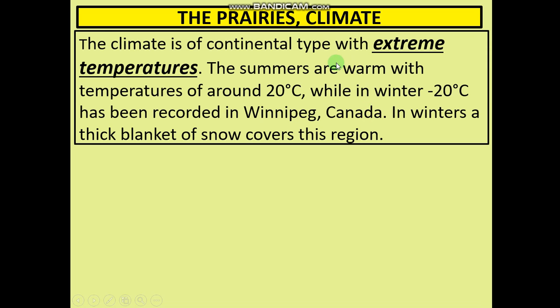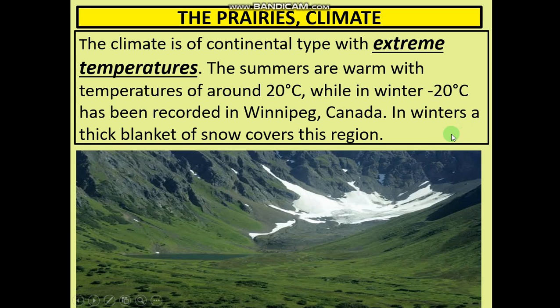The climate, now let us talk about, is continental type with extreme temperature. Extreme means too hot and too cold. The summers are warm with a temperature of around 20 degrees Celsius, while in winter it is minus 20 degrees Celsius, means it goes below 0 degrees. So up to minus 20 degrees Celsius goes the climate of the grassland. And in winters, a thick blanket of snow covers this region. As you can see, this whole grassland is being covered, because as soon as it goes under 0 degrees Celsius, the water will start freezing. So the whole region gets covered with this thick layer of snow.